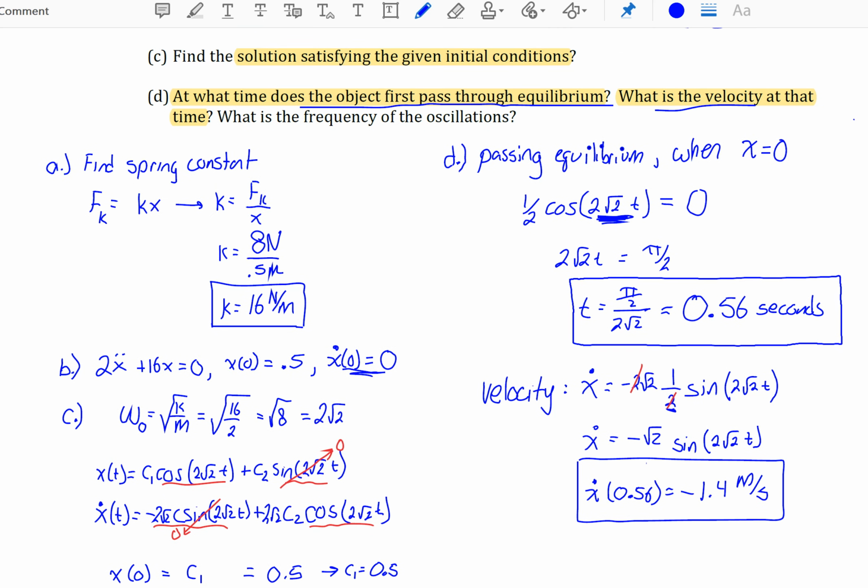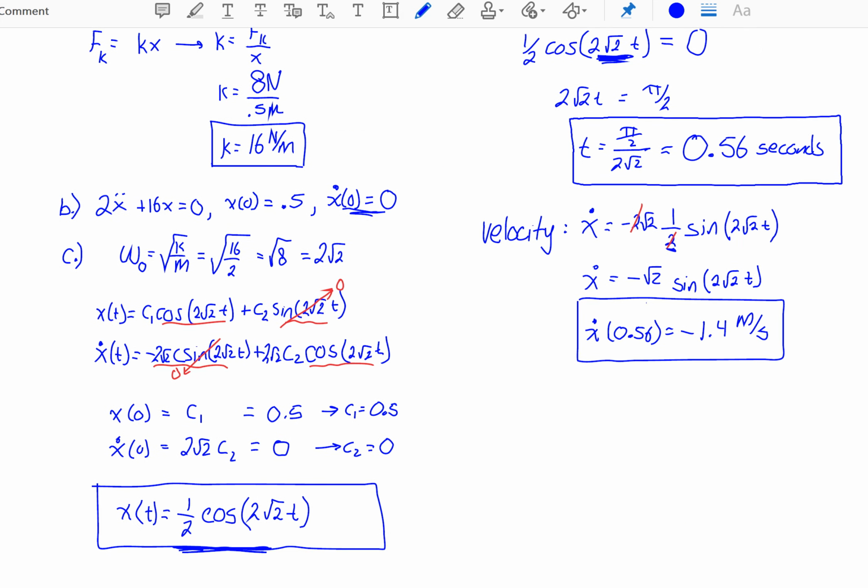Okay, there was one more part of the question. It asked, what is your frequency of oscillations? Which is how fast it is vibrating left and right. So here you want to remember that your frequency is given by omega naught divided by 2 pi. So here our omega naught was the 2√2, divided by 2 pi. Of course, the 2's will cancel here, so it's just √2 over pi.